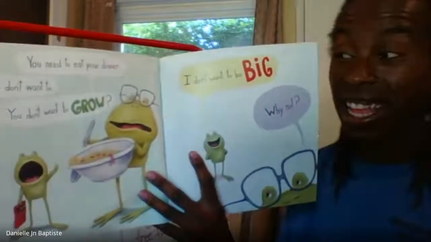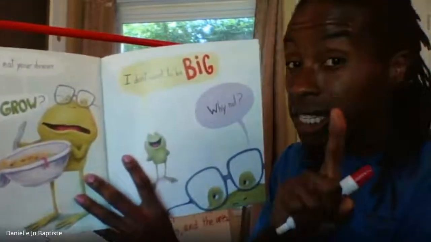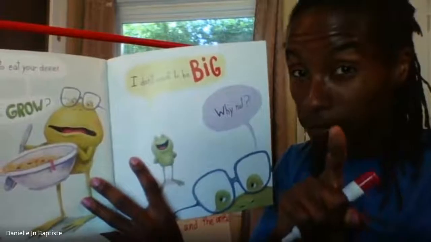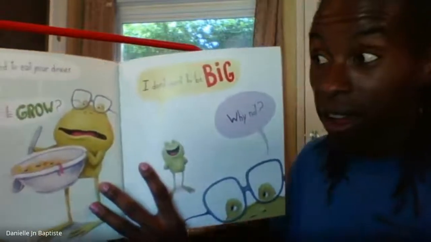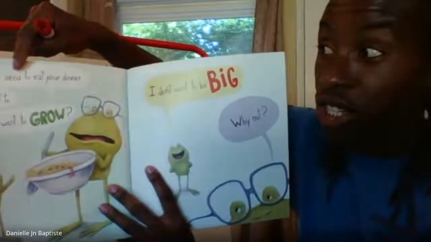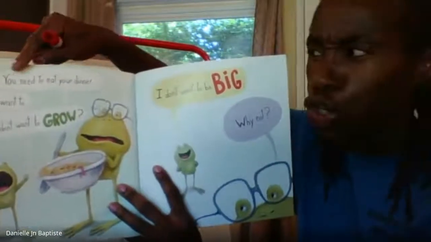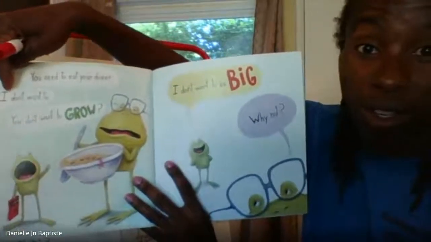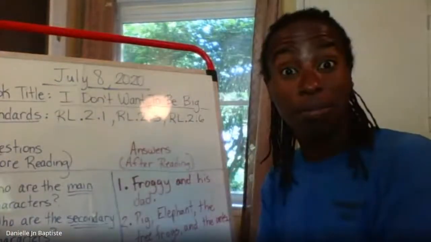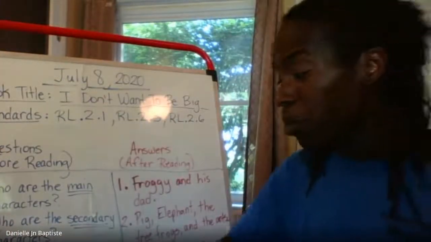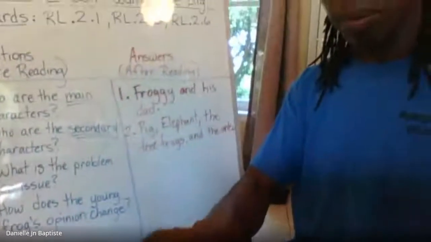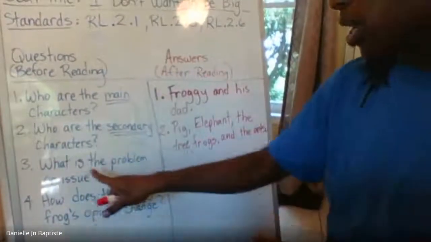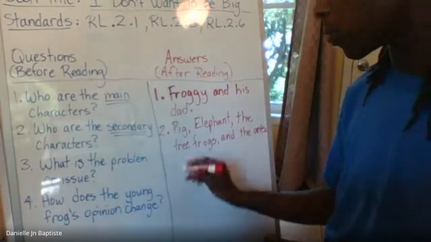That's right. He doesn't want to get big. That is a problem. However, his dad said, the first thing he said is, "You need to eat your dinner." "I don't want to." Now that's a problem. So what is the problem? Let's take a look at the board again. What is the problem or issue? Number 3.